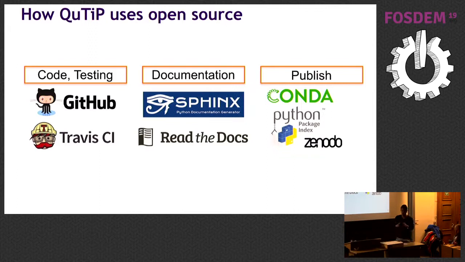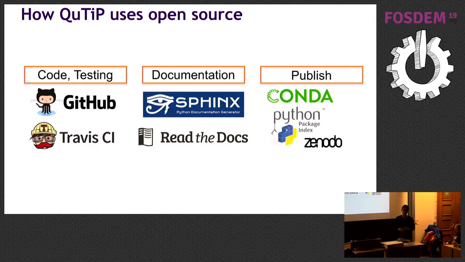Then, once we are happy with the code, we ask the developer to write nice documentation. And then we generate it automatically with Sphinx. And we can publish it on Read the Docs. But now we have our own website, so we just make the documentation available on the website.